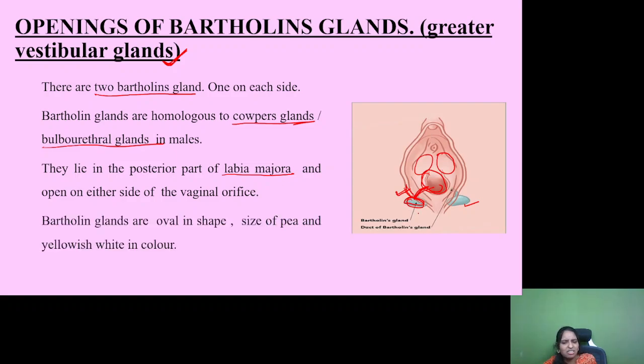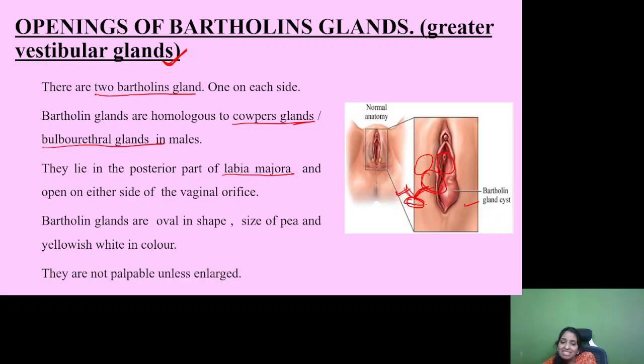And Bartholin glands, as you can say, are oval in shape, small in size, peanut size, yellowish white in color. Why it is yellowish white in color, we'll see. Next, generally we never palpate Bartholin glands. In a normal patient, we never palpate it.